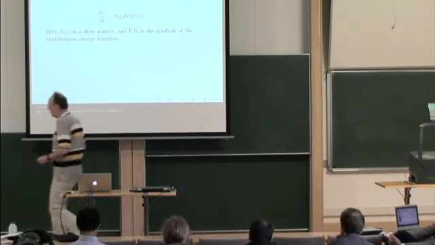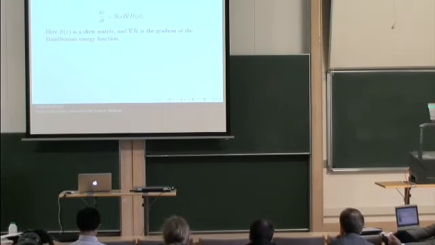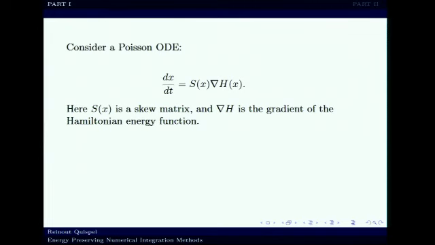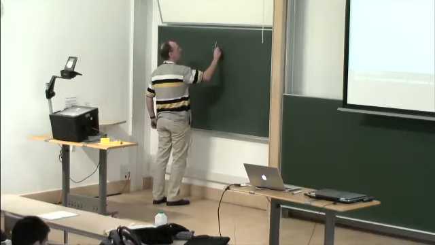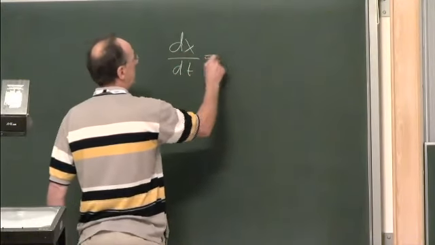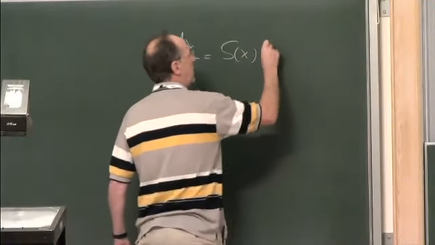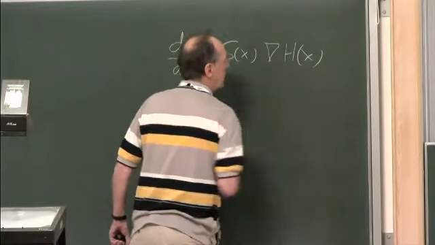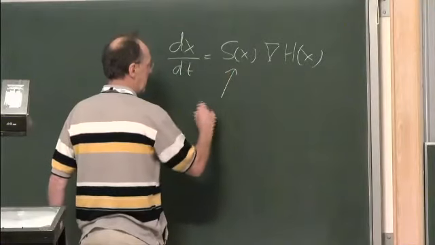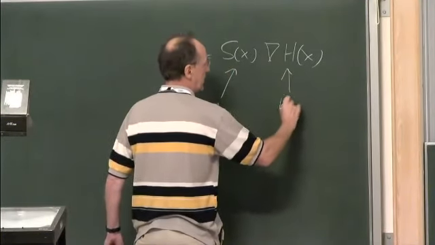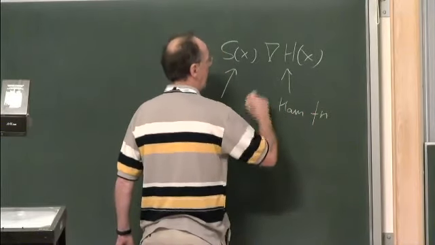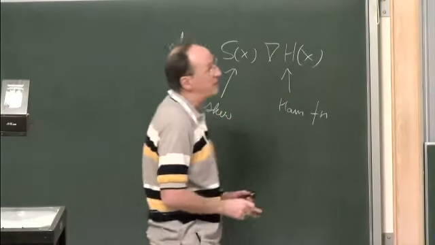So let's assume that we have a Poisson system. I'll just write this here for future reference. So we have dx/dt, where x is a vector, equals S(x) times the gradient of some function H. So this matrix has to be skew, and this is the Hamiltonian function, and this is just the standard gradient.